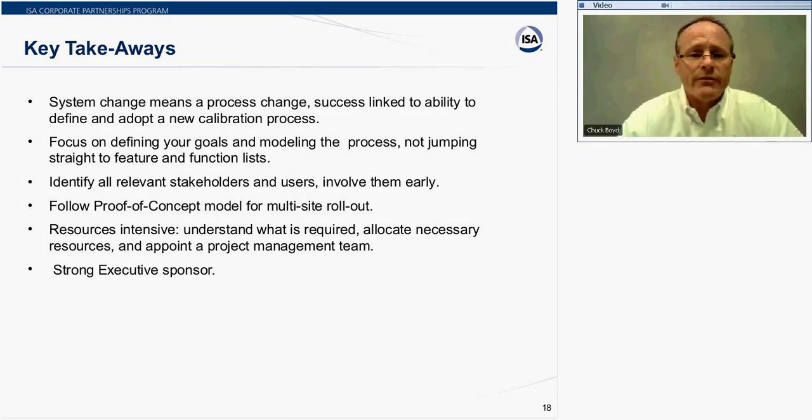Identifying and getting the stakeholders involved from a very early stage gives everybody a sense of ownership and will make the entire project go much smoother. With the proof of concept model, you will have small successes along the way as opposed to the big bang project. So look at those proof of concept sites from the very beginning. It is resource intensive up front. We need to gauge what the resource requirements will be so that we can get this appropriately resourced. Again, a strong executive sponsor is critical in these. Without a strong sponsor, the project has a very high probability of being a failure.